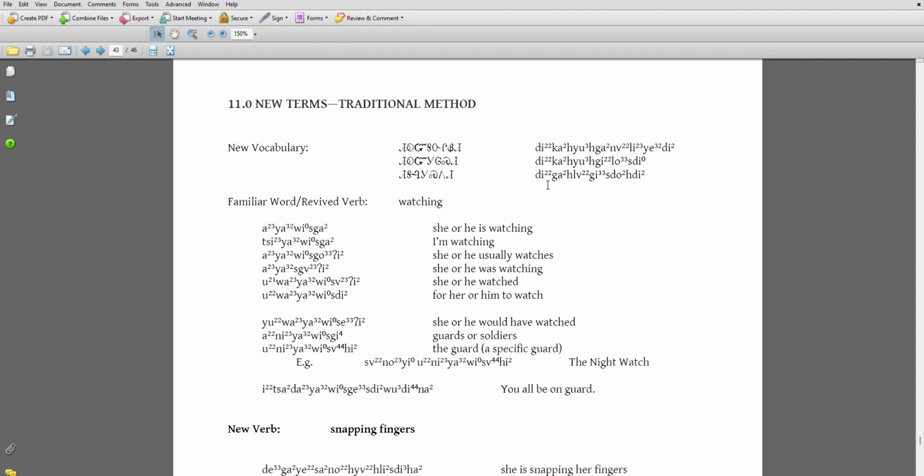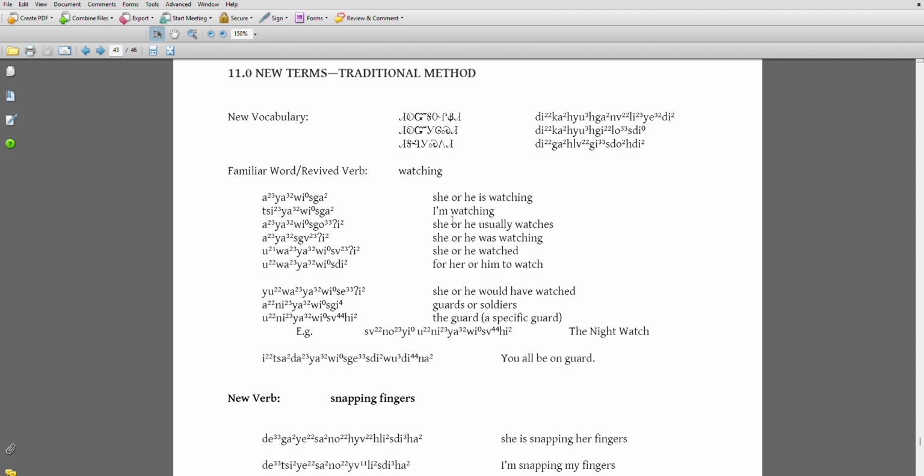Aniyauski. Guard or soldiers. Uniyausai. The guard, a special guard. So, for example, Sanoy Uniyausai. That's like the night watch or third shift guards. And then Ijatayauskestiwadina. Y'all be on guard. That's like the command, like y'all be watchful or be on guard.